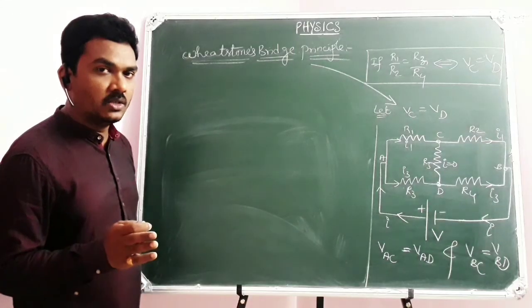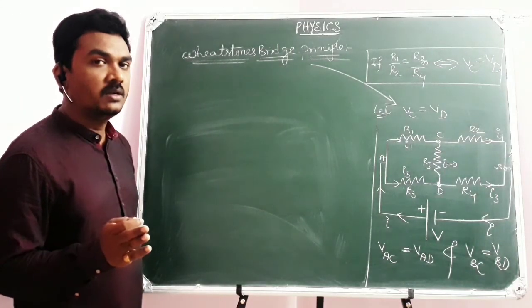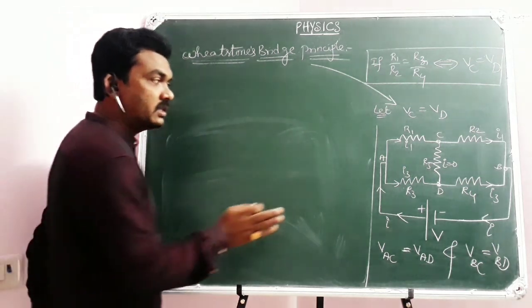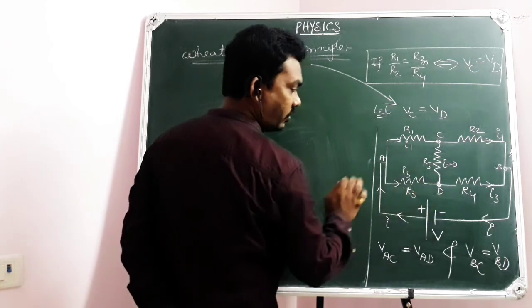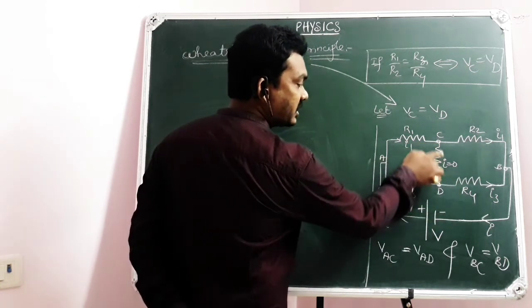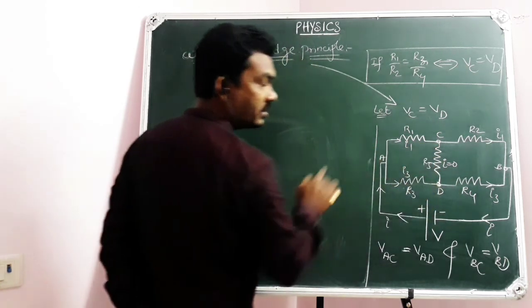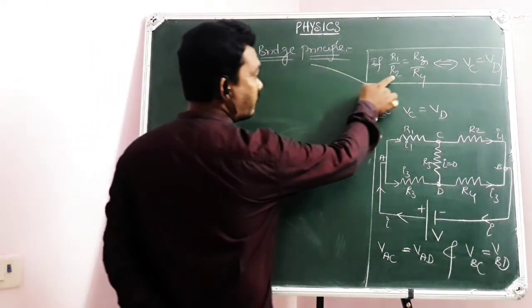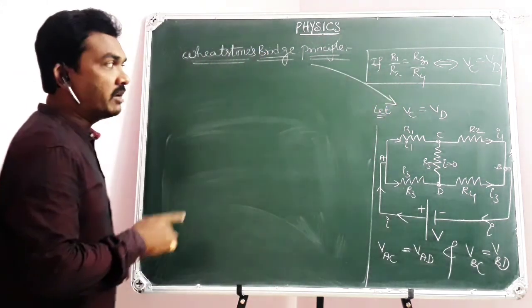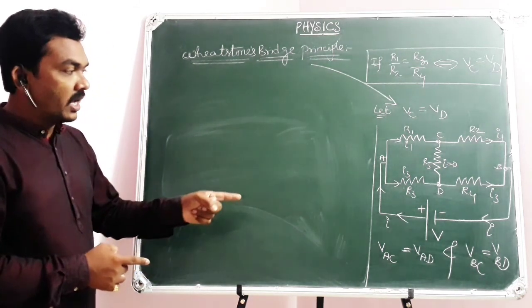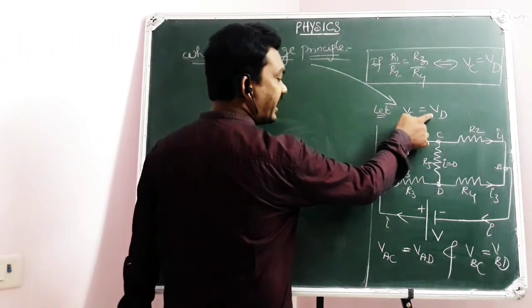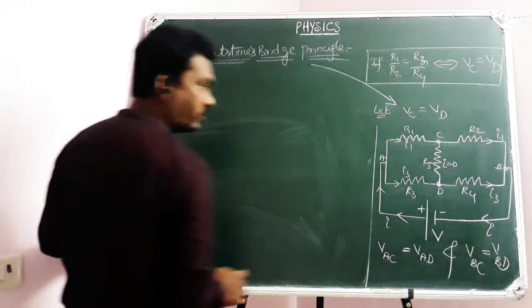Yes, so our point is to prove the Wheatstone bridge principle. What is the Wheatstone bridge principle? In this electric circuit, if R1 by R2 equal to R3 by R4, then potentials at C and D will be the same. That is the Wheatstone bridge principle. Of course, it is by implication. So I have started with the RHS, and I am going to prove the LHS. As VC equal to VD is taken, then VAC equal to VAD.